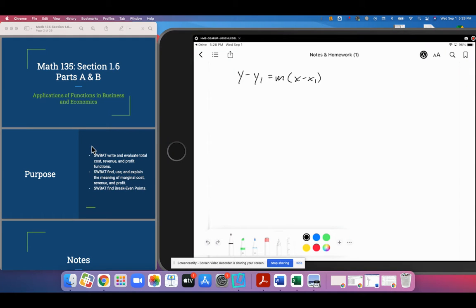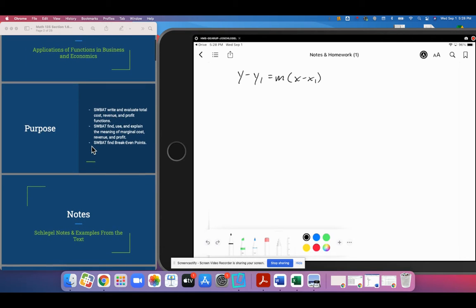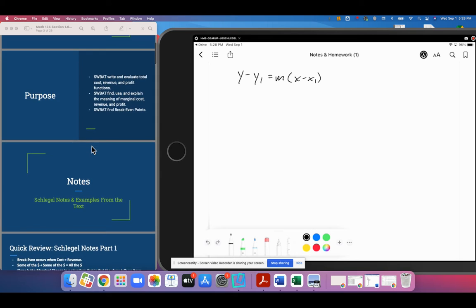So we are here with Math 135, Section 1.6, Parts A and B. If you are using the textbook, good for you, but I would recommend that you just come here to get the problems that we're going to be doing.